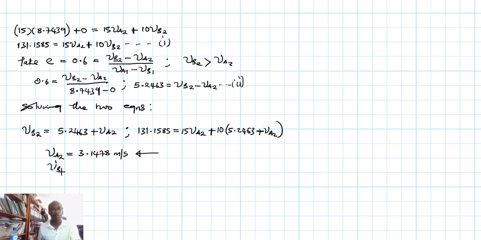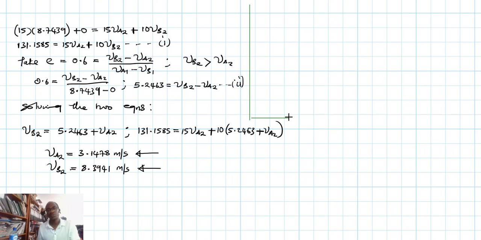And therefore our VB2, just using this equation here, becomes equal to, we just sum it, 5.2463 plus 3.1478. And this gives us 8.3941 meters per second, and it is also positive. All right, so we are not yet done. We just worked on the first part.